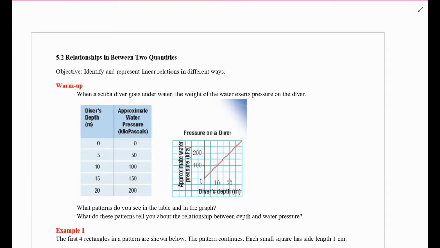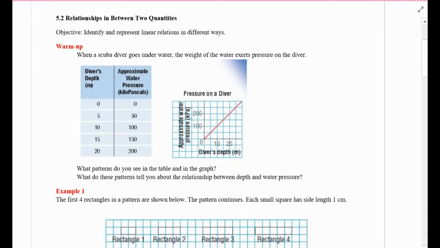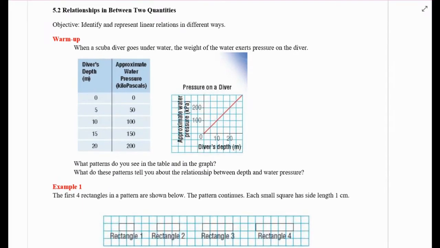Today we're going to learn about the relationship between two quantities. Okay, today's objective: identify and represent linear relations in different ways. Okay, I want you to look at the warm-up question.